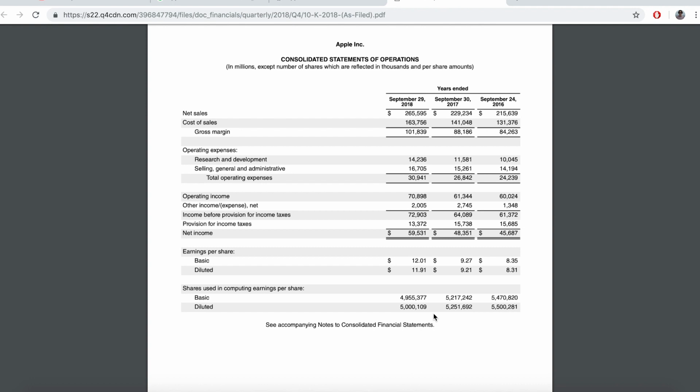So basically, you always want to use the diluted EPS number in your calculations, and this is because it includes all outstanding shares plus potential shares. So all of the shares that currently exist plus all the shares that could potentially exist. And I'll explain what I mean.